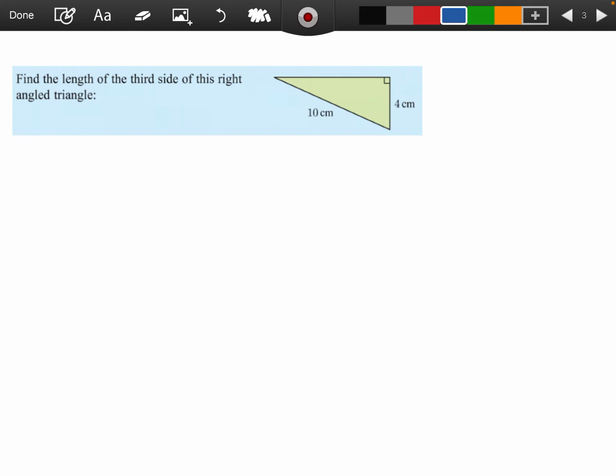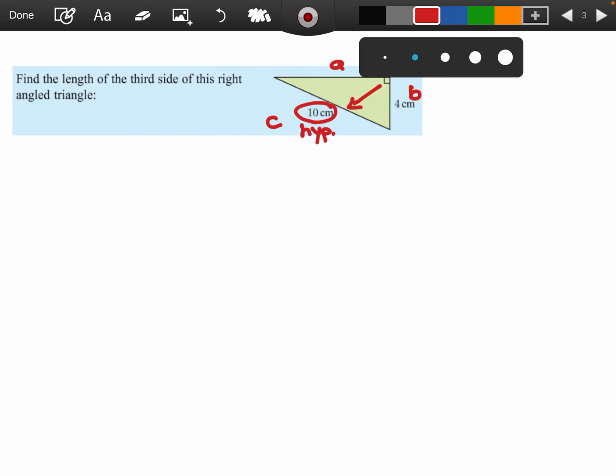So this next example, we're going to look at solving for one of the shorter sides. So this one says, find the length of the third side of this right angle triangle. So we always want to begin with labeling our triangle. So across from the right angle in our triangle, we find our hypotenuse. So 10 is our C value. So then the other two sides can be labeled A and B. It doesn't matter which is which. So I will make the side I am looking for A and the side that I already know B. You could do the opposite. It is totally fine.